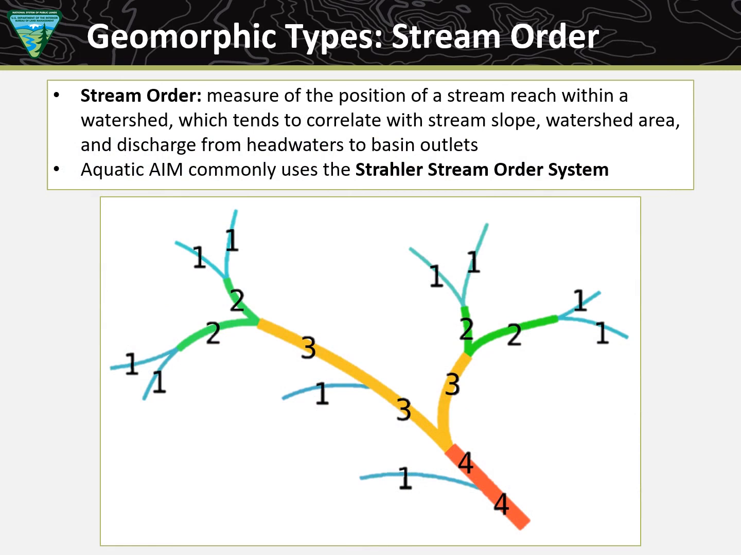Some of the biggest factors influencing stream morphology at the watershed scale are stream slope, watershed area, and the amount of flow or discharge. In general, these factors vary in a predictable pattern throughout watersheds from mountain headwaters to basin outlets, with mountain headwater streams having steeper slopes, smaller watershed areas, and lower discharge. Stream order is a measure of the position of a stream reach within a watershed, which tends to correlate with the spatial patterns of stream slope, watershed area, and discharge from headwaters to basin outlets.